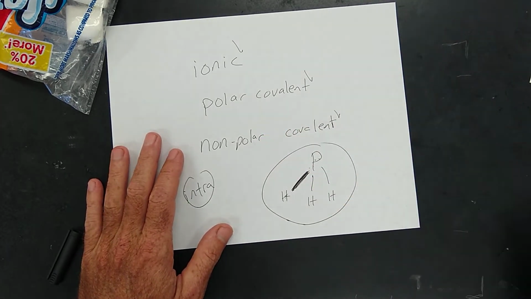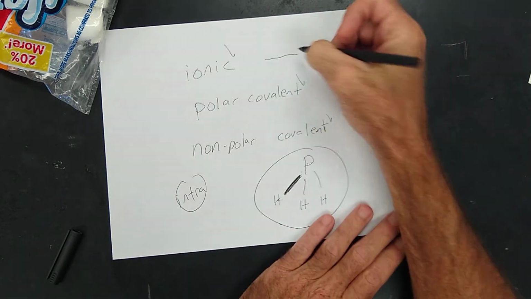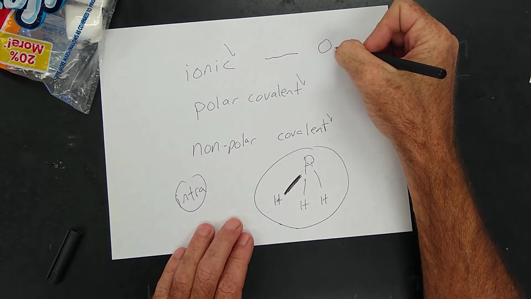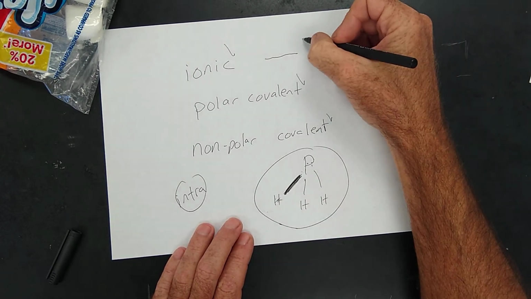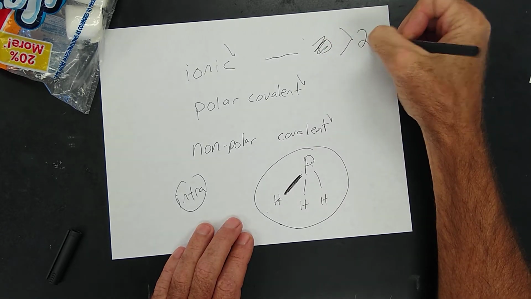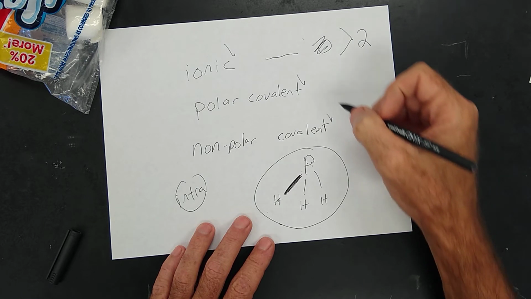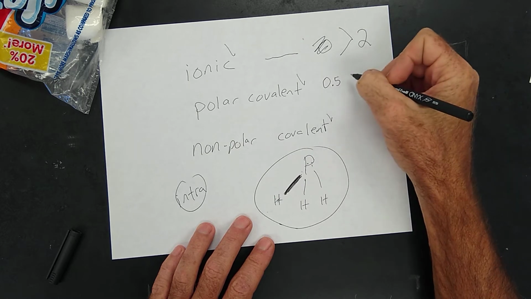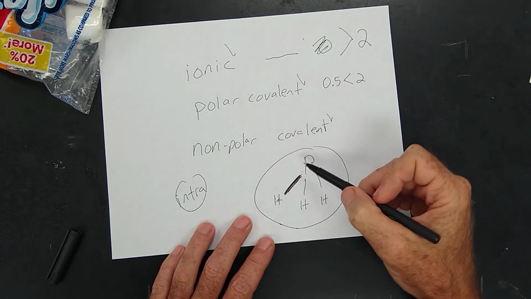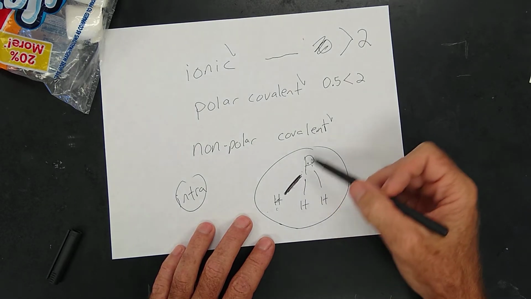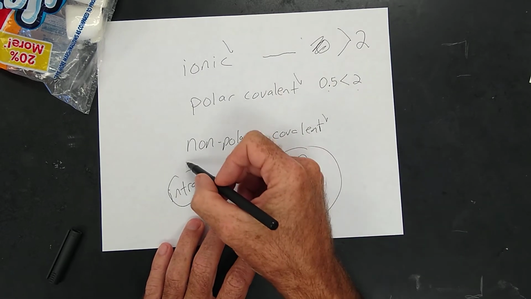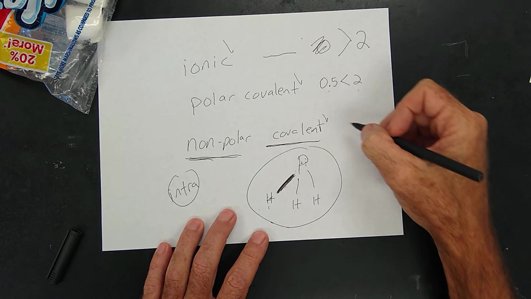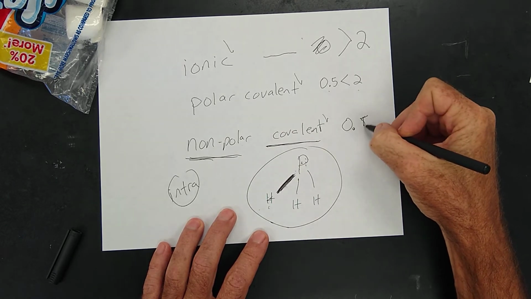And there's a real easy way to do it. Ionic bonds, the difference between the electronegativity of the atoms is greater than the number 2. In a polar covalent bond, the difference between the electronegativity of the two atoms is between 0.5 and 2. And in a nonpolar, the most sharing type of covalent bond, a nonpolar covalent bond, the difference between these atoms is less than 0.5, okay?